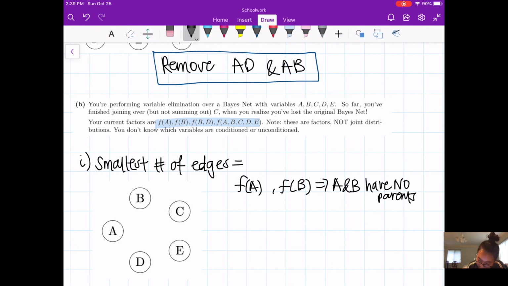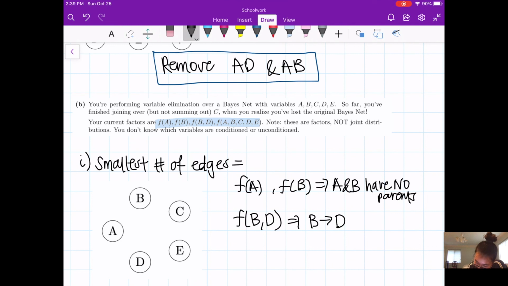And then let's look at our next factor. So F of B, D. So this must have been gotten when we combine B and D in some way. And since we know that B has no parents, that means that there must be a connection from B to D. Because otherwise there would be no relationship combining the two. Because in order for them to have this relationship, one of them has to be the parent of the other. So that means there must be an edge from B to D. Cool.